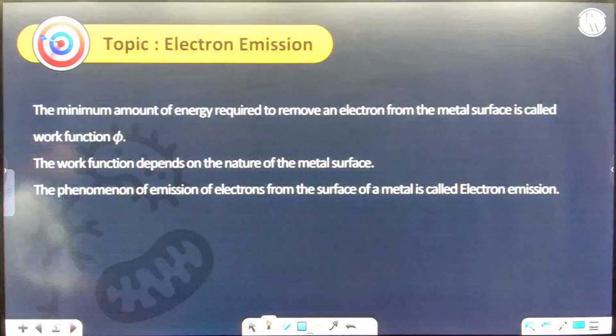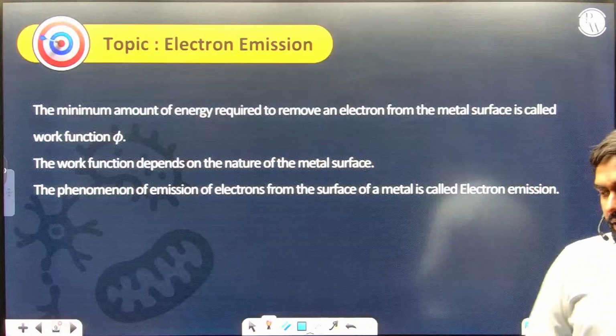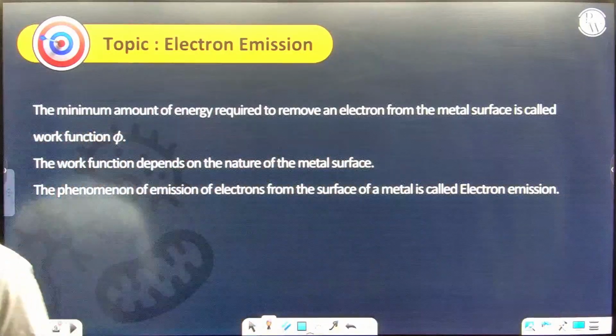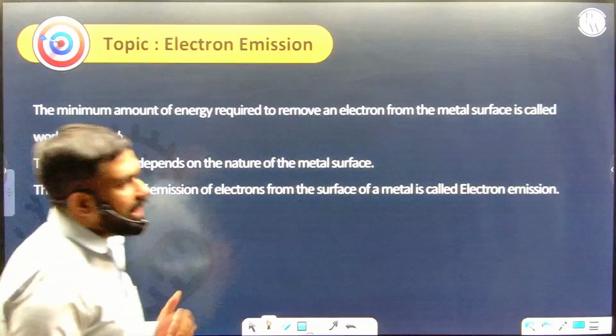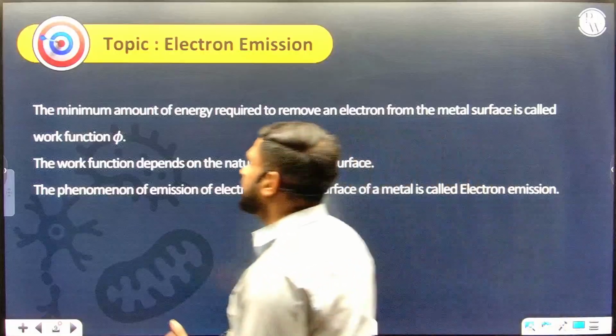Okay. Now let's talk about different types of emission, electron emission, for which we are going to discuss the photoelectric emission soon enough. So with electron emission, I need to understand how an electron gets emitted from the surface, what the requirements are, and what the possible methods are with which we can do electron emission.